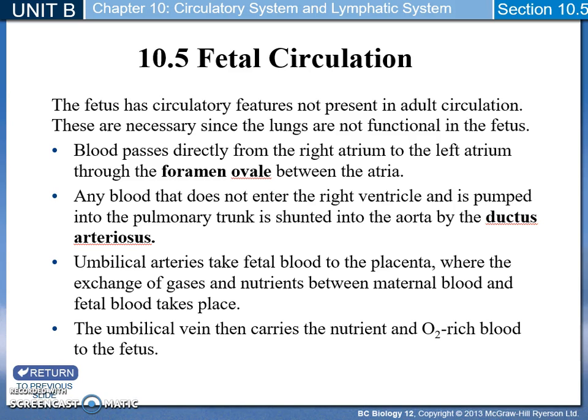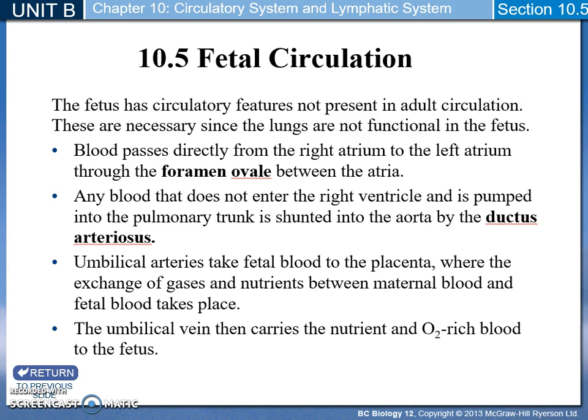First of all, before birth, the lungs are not functioning, and so there's no point in blood being directed to the lungs before birth. And so there's a couple of structures that prevent that from occurring. But also, blood needs to travel to the placenta, and that's essentially the lifeline for the fetus before birth. And so blood has to be directed to the placenta before birth.